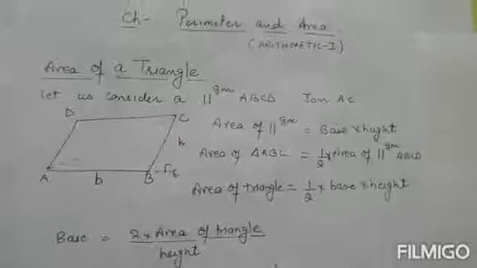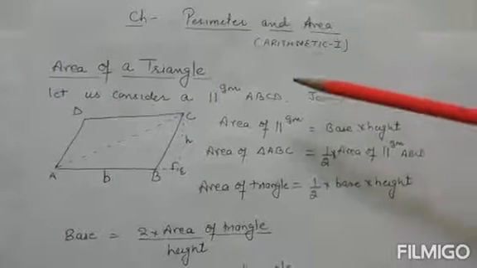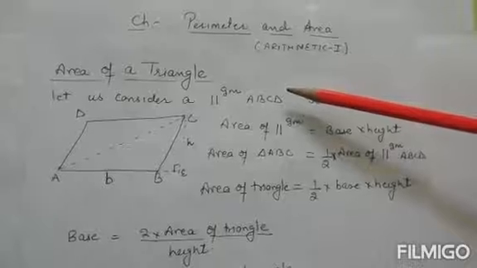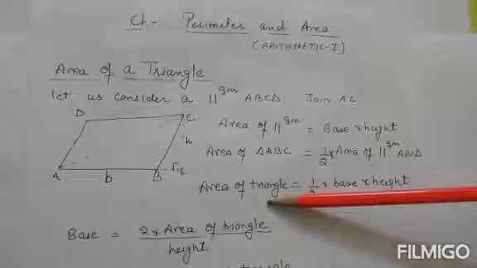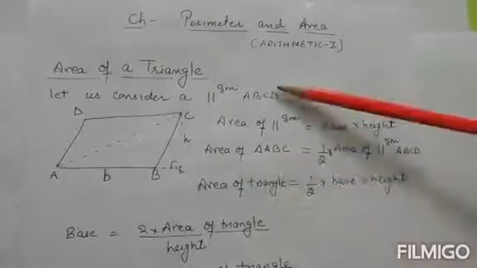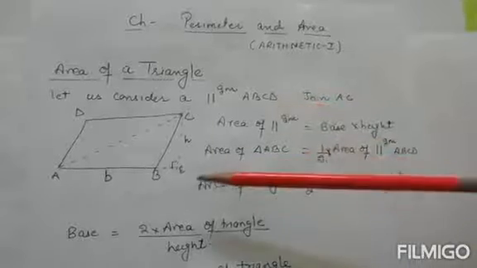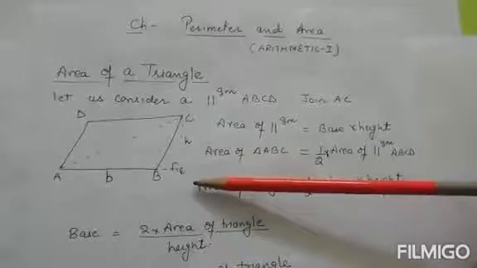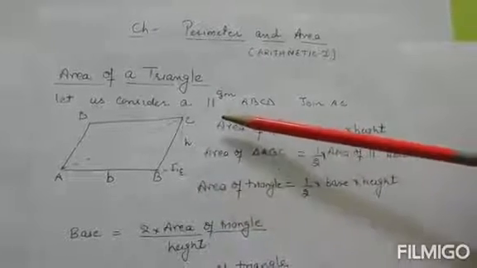Good morning, students. Today, under the topic of perimeter and area, we will be discussing the area of a triangle. Let's see how we can find the area of a triangle. For this, I have started by considering a parallelogram ABCD. As you can see, I have drawn a parallelogram ABCD and joined AC, which are the two opposite vertices.